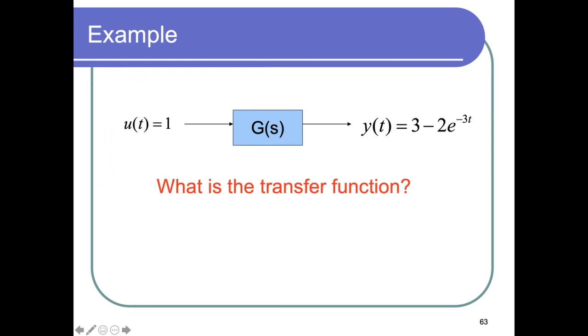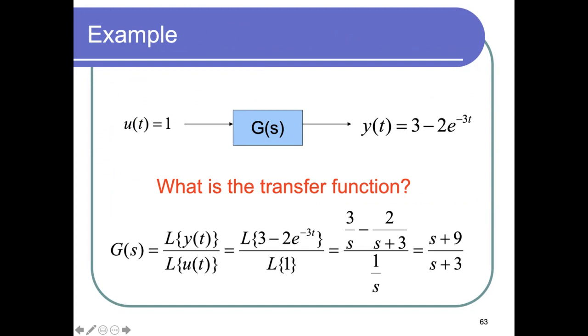So let's take an example. If I have a step input here, U, I have an output 3 minus 2e to the power of minus 3t. What is the transfer function of the system? Can you guys help me compute it? G of s, what is G of s here?